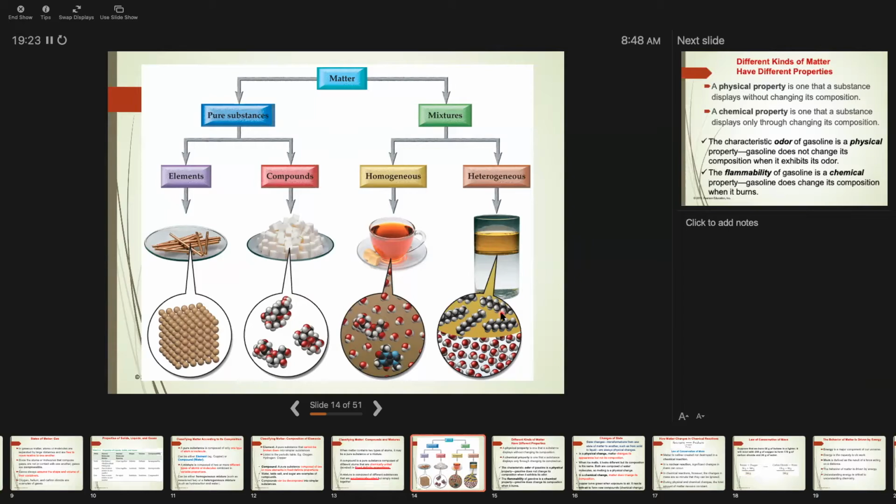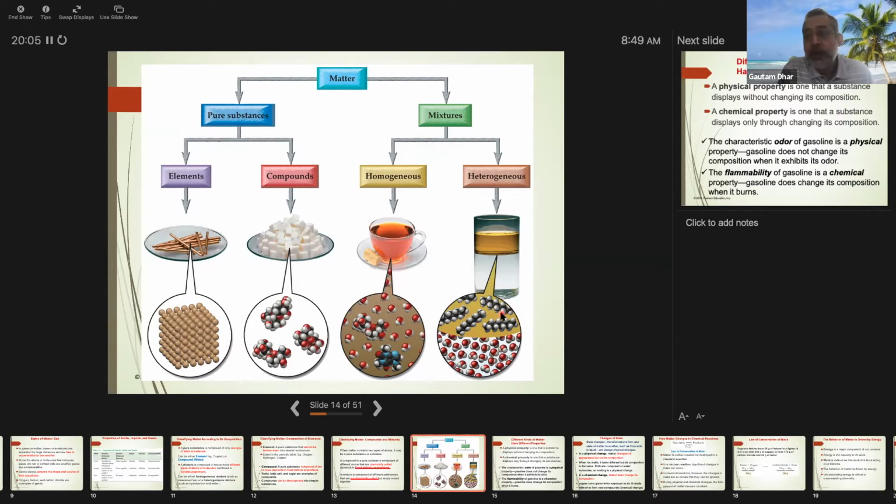Now, within the mixture, you can have homogeneous. Homogeneous means evenly distributed. So if you take air from one corner of a room and analyze it, and take air from another corner of a room and analyze it, will it be the same? It is homogeneous because any portion of my room, if I take air and analyze, it will have the same composition, evenly distributed. Everything in air is evenly distributed. So it's a homogeneous mixture.